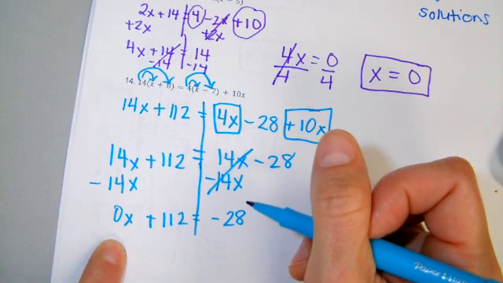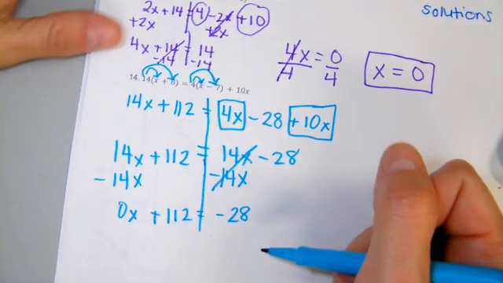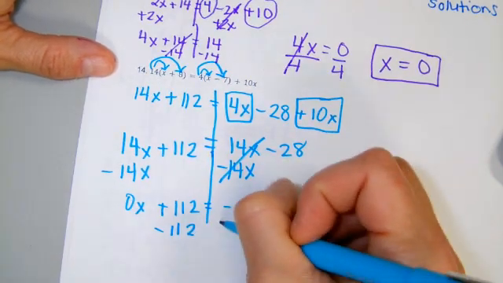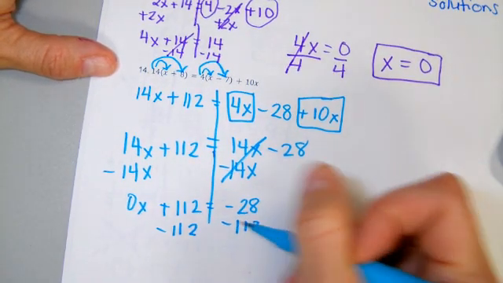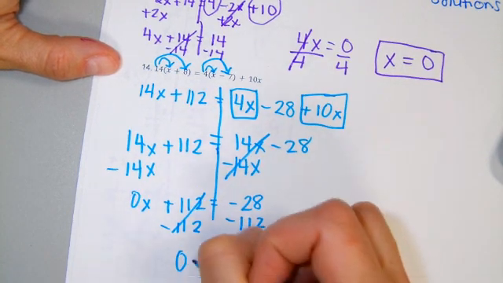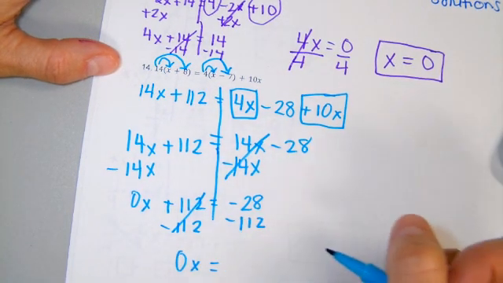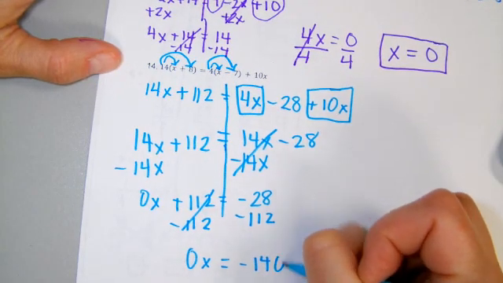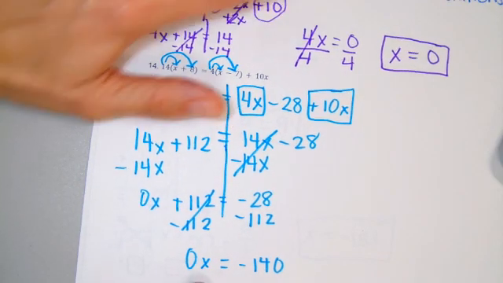Again, we have that 0, so we know something weird's about to happen, but I want to continue my process here, okay? So I'm going to subtract the 112 from both sides. So I'm going to end up with 0x equals now negative 140.